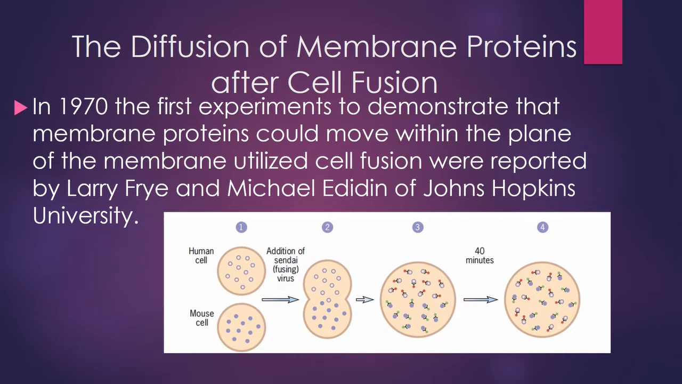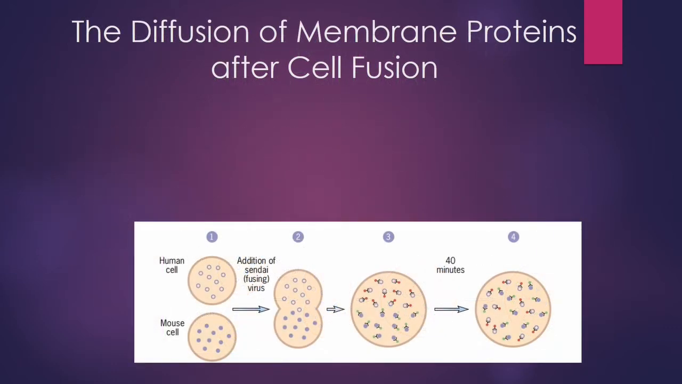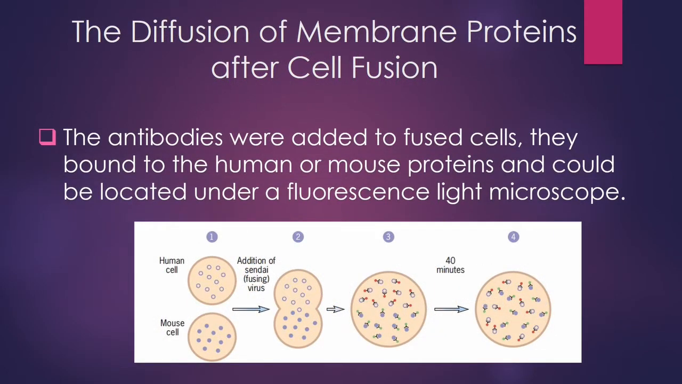Antibodies against one or the other type of protein were prepared and covalently linked to fluorescent dyes. The antibodies against the mouse proteins were complexed with a dye that fluoresces green, and the antibodies against human proteins with one that fluoresces red. The antibodies were added to the fused cells. They bound to the human or mouse proteins and could be located under a fluorescence microscope.